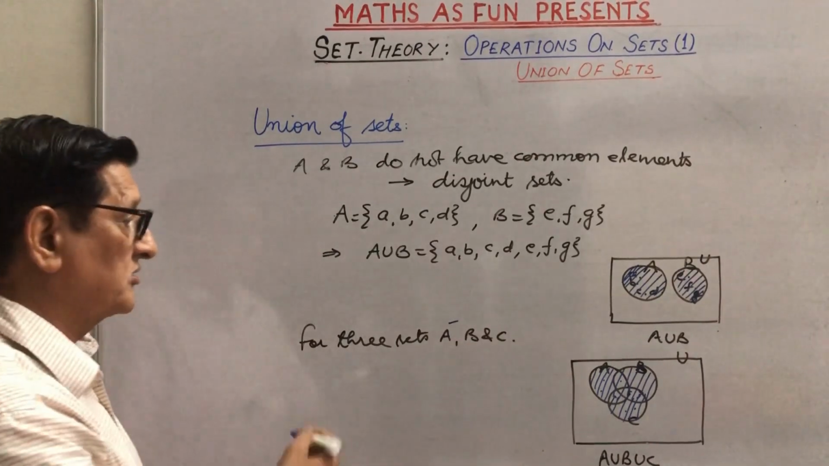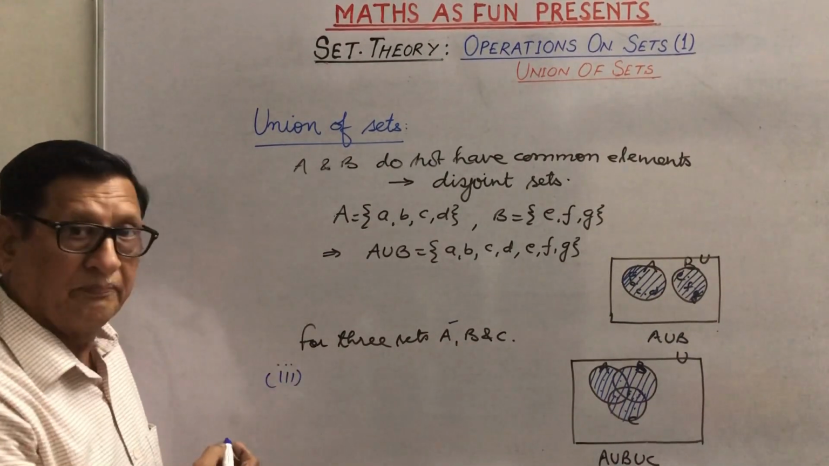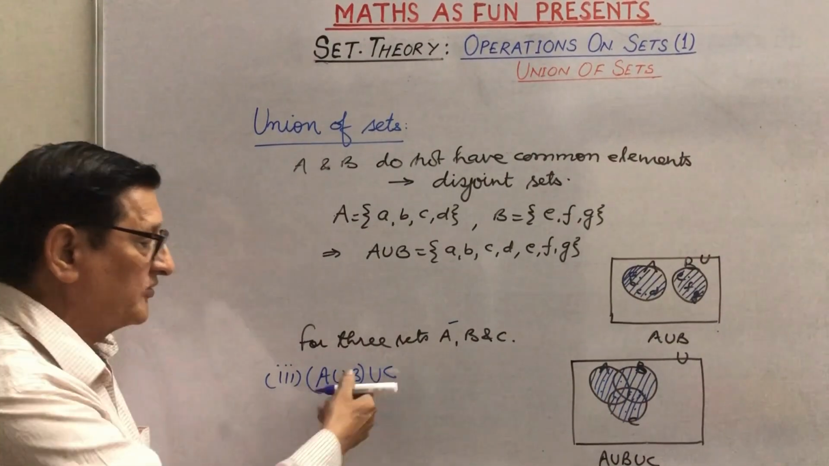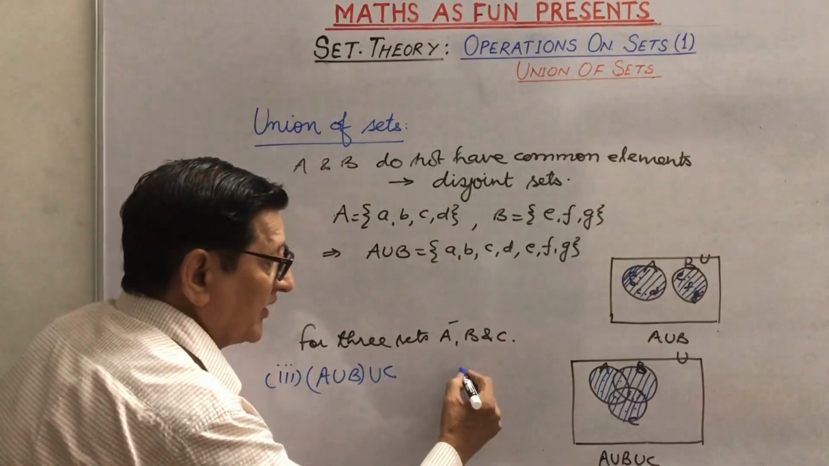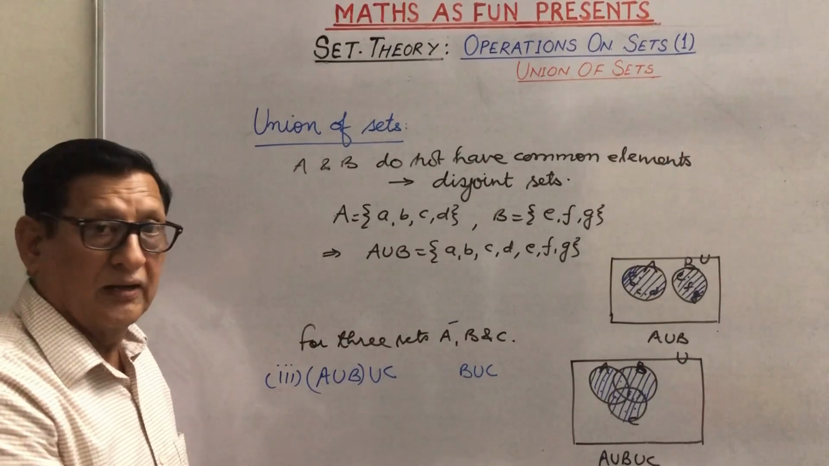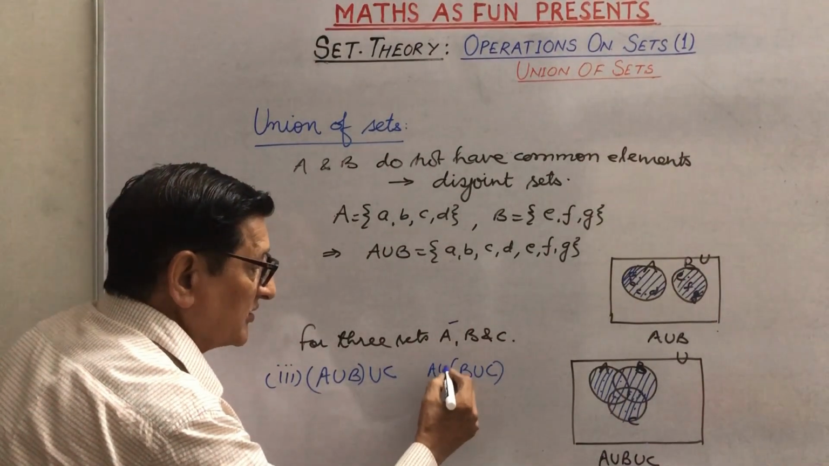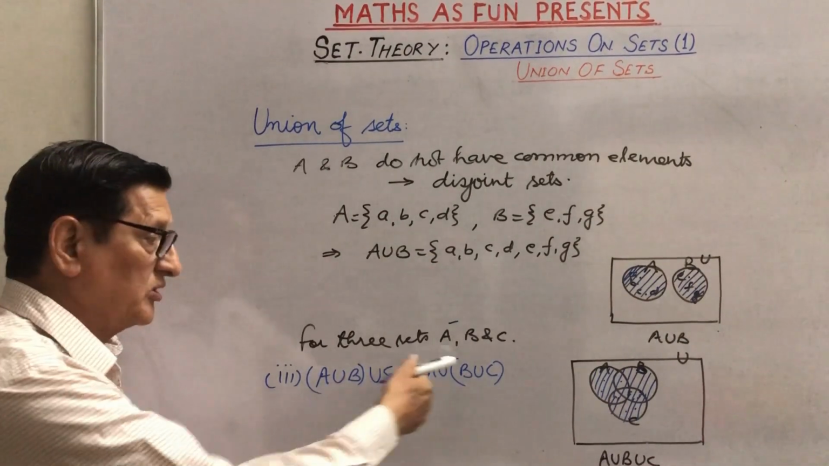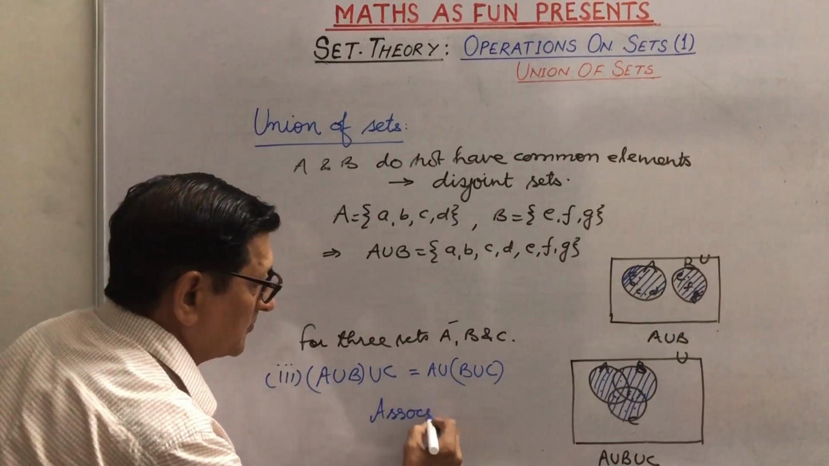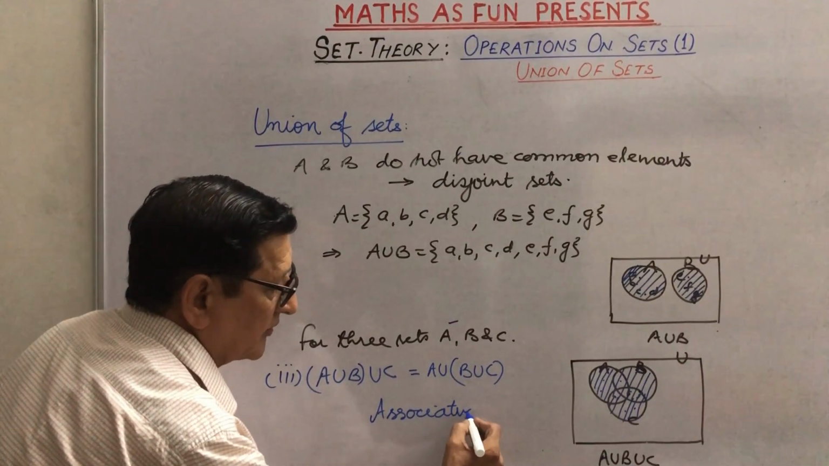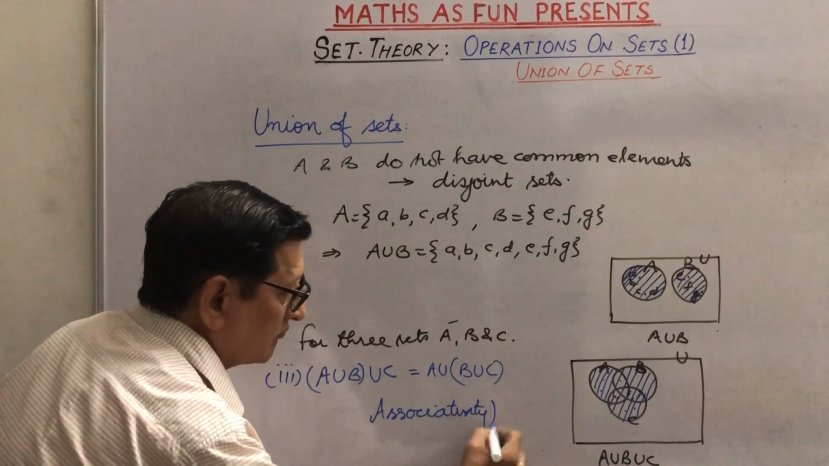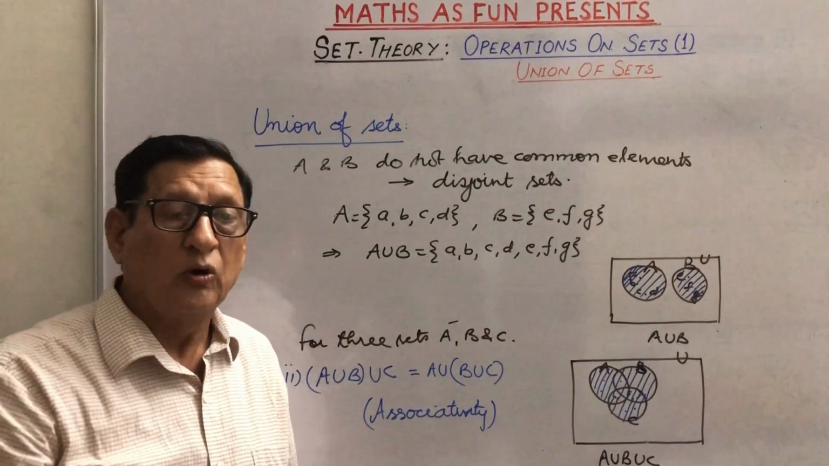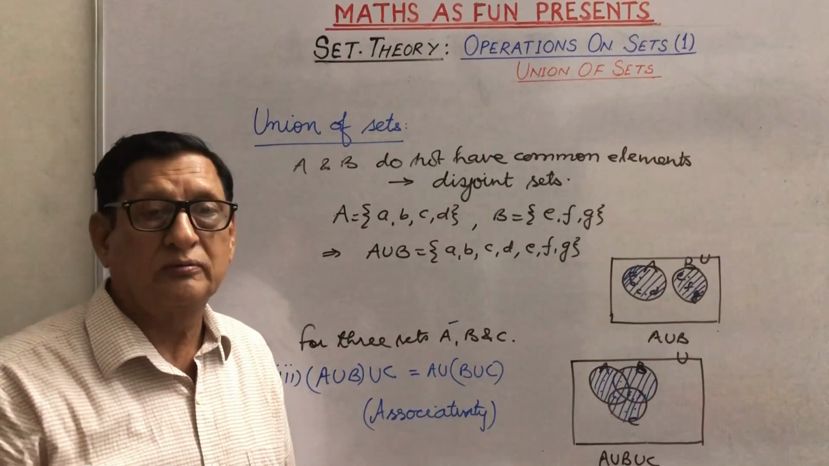Now for these three sets also we have a rule, the third rule, that in case we want to find out A union B and the union of C after that, or we want to find the union of B and C first and union of A with this, both are same. This we know is known as associative law, or we call it associativity. It means we can say the union of sets is associative, or it follows associative law.